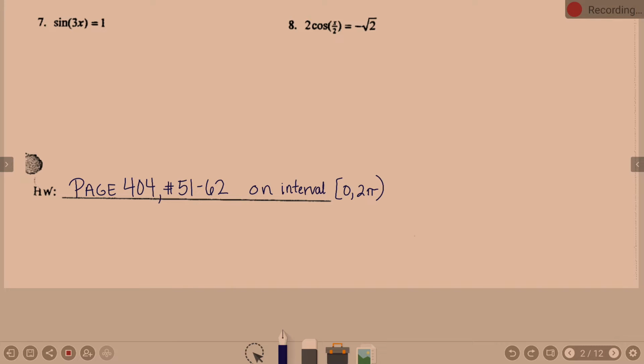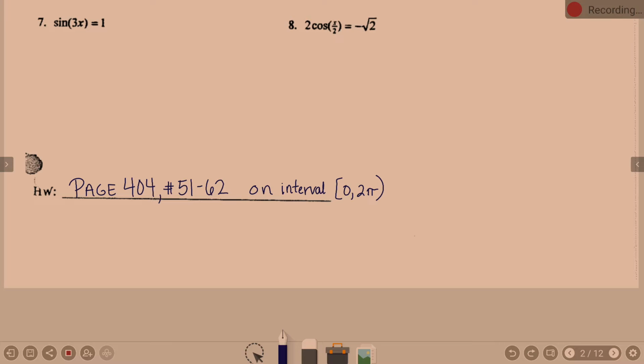But as we look at 7 and 8, what's different about 7 and 8? They're not setting equal to 0. Not all of our equations have been set equal to 0. Is it the coefficient on x? It's not just sine of x or cosine of x. Whereas if you look at the rest of the page, everything has been x as the variable, right? So cosine of x, sine of x, tangent of x, whatever the case is. And so that's what makes these two different.